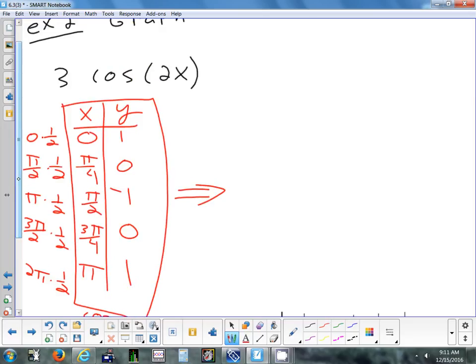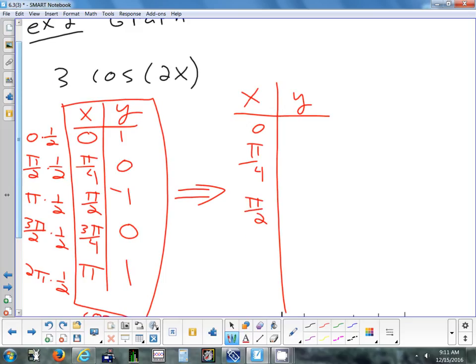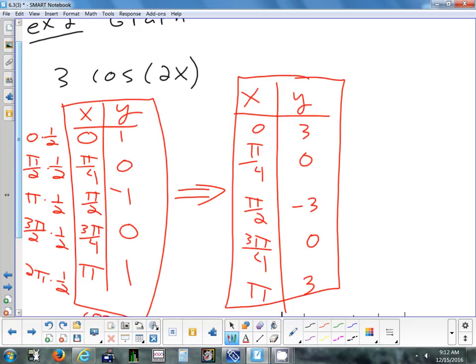Now we're going to transform that table into 3 cosine 2x. Okay. What's the 3 going to do? That's a vertical stretch. So how do we deal with that vertical stretch? What's the arithmetic I need to do? Yeah, keep the x's the same: 0, pi over 4, pi over 2, 3 pi over 4, and pi. And now we're going to multiply all the y's by 3. So 3, 0, negative 3, 0, 3. That's your final answer.